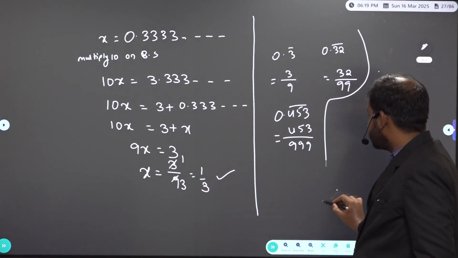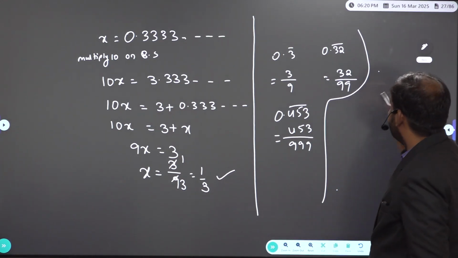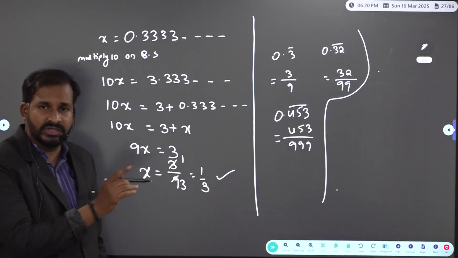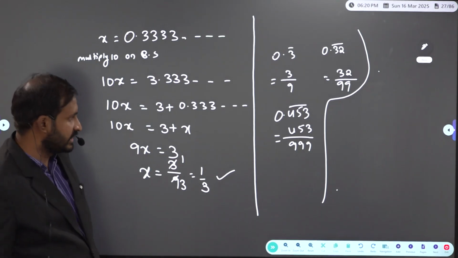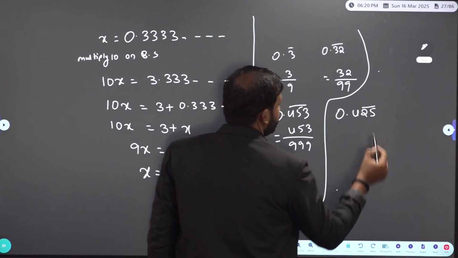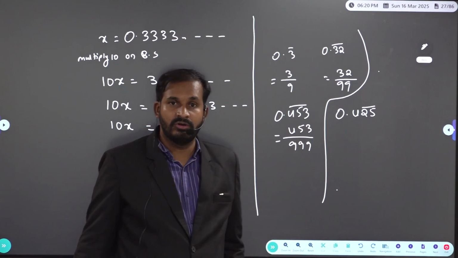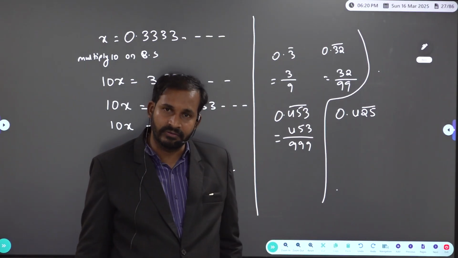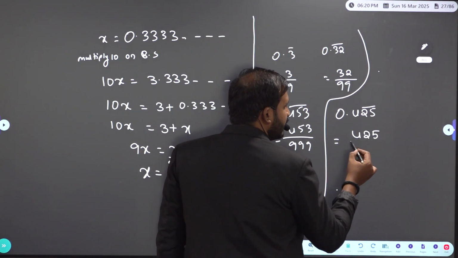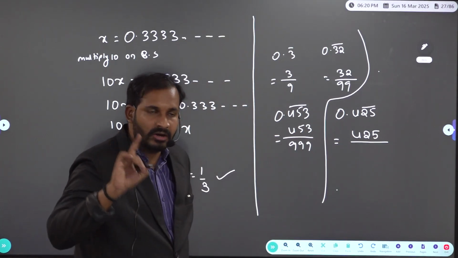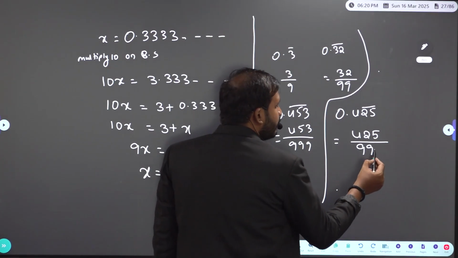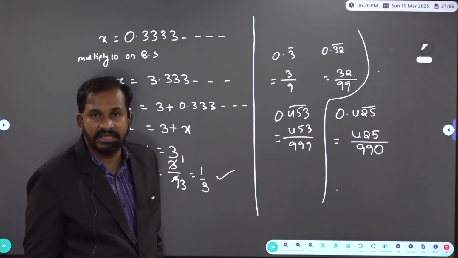Next set of questions from the same concept. Why I am telling this is, nowadays they are asking questions from this area also. Something like 0.425 bar, where the bar is only for 25, that is 0.425252525. Now how you need to write this is 425 by, how many non-repeating are there? One non-repeating. How many repeating are there? 2, right? So for the 2 repeating you have 99. For non-repeating take a value of 0.